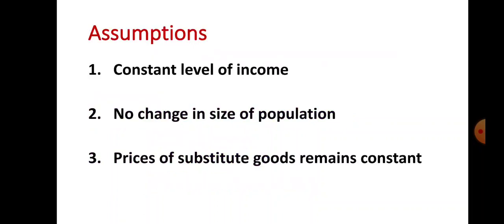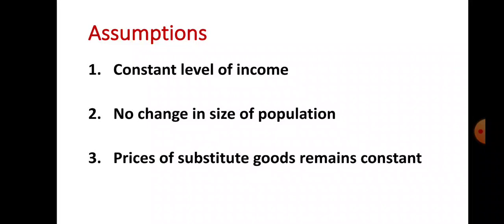Let us see the assumptions under the law of demand. All of you know the statement of the law of demand. What is the statement of the law of demand? Other things remaining constant, when price falls, demand rises, and when price rises, demand falls. So there is inverse relationship between price and quantity demanded. And what do you understand by other things remaining constant? It means law is based on certain assumptions or conditions. Let us see these assumptions or conditions.